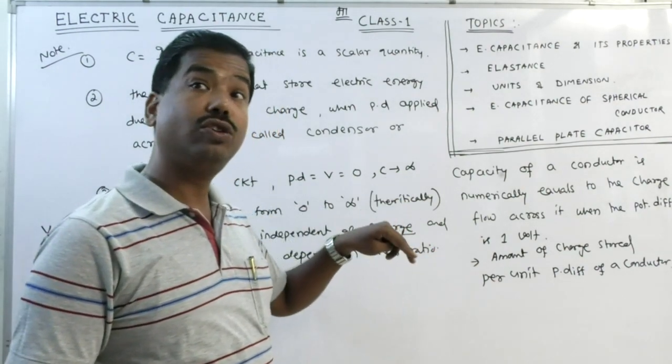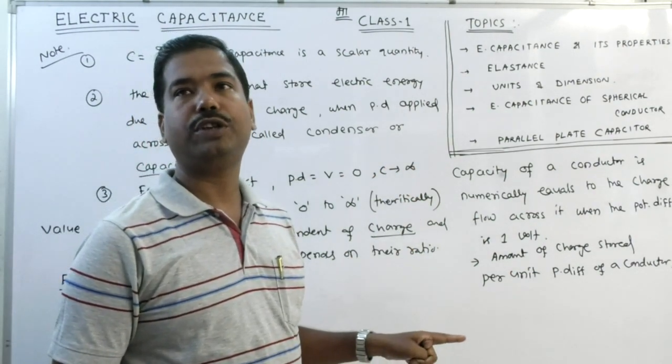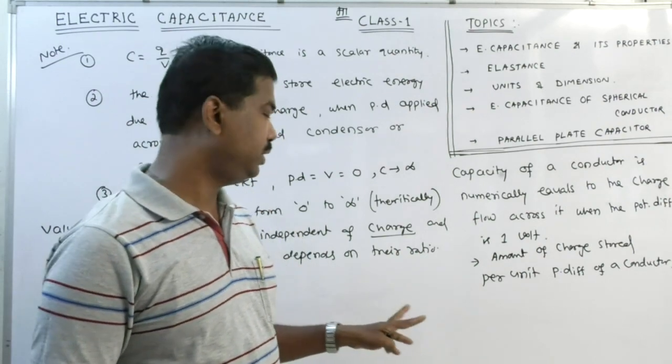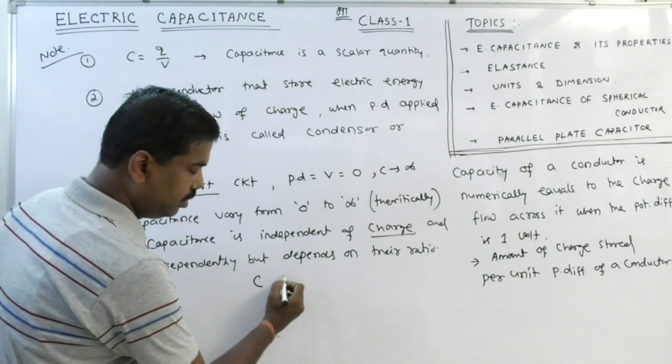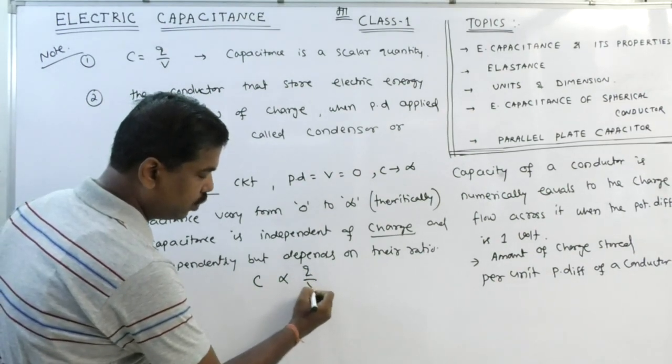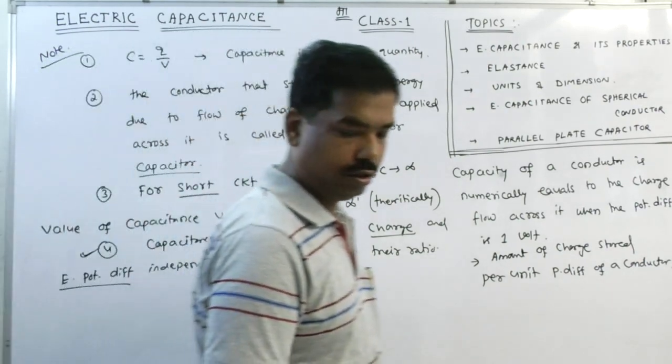If V is constant, C is directly proportional to Q. If Q is constant, C is inversely proportional to V. Clear? It means C depends on the ratio, that is C is directly proportional to the ratio Q by V. Clear?